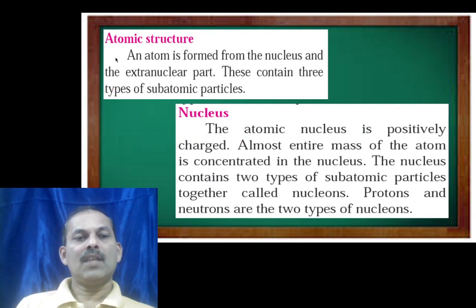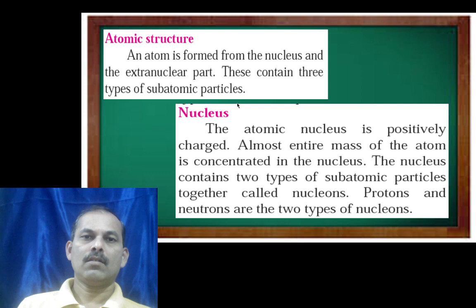Then we will see about atomic structure with the help of all these researches. An atom is formed from the nucleus and the extranuclear part. These contain three types of subatomic particles. That is, in the nucleus, protons and neutrons are there, and in the extranuclear part, electrons are there. Nucleus: the atomic nucleus is positively charged.